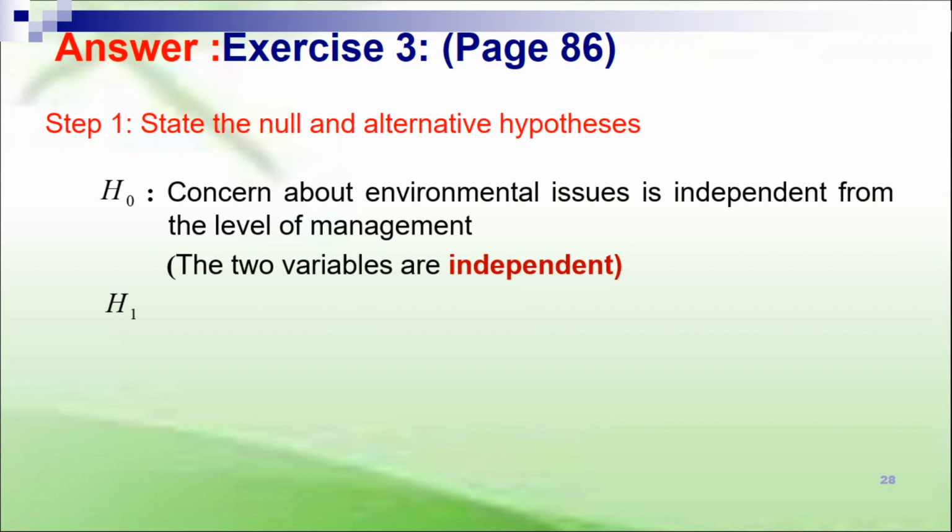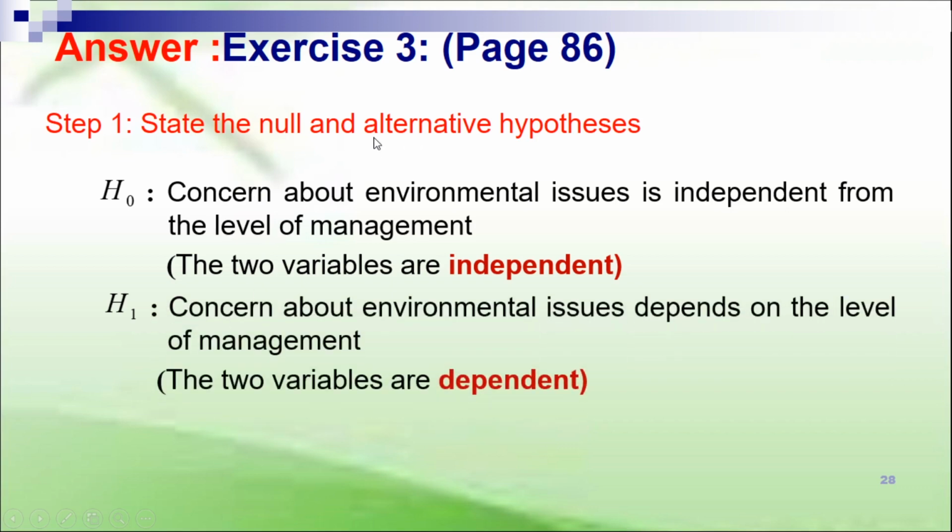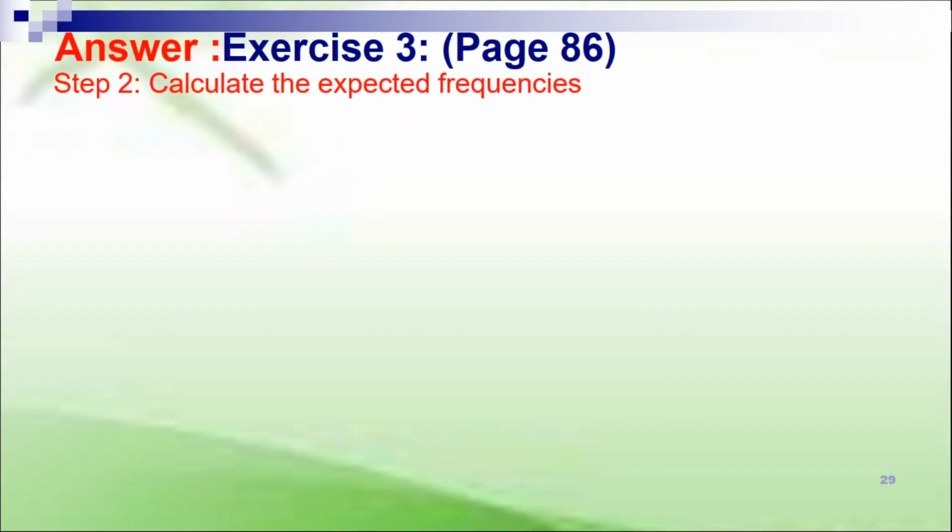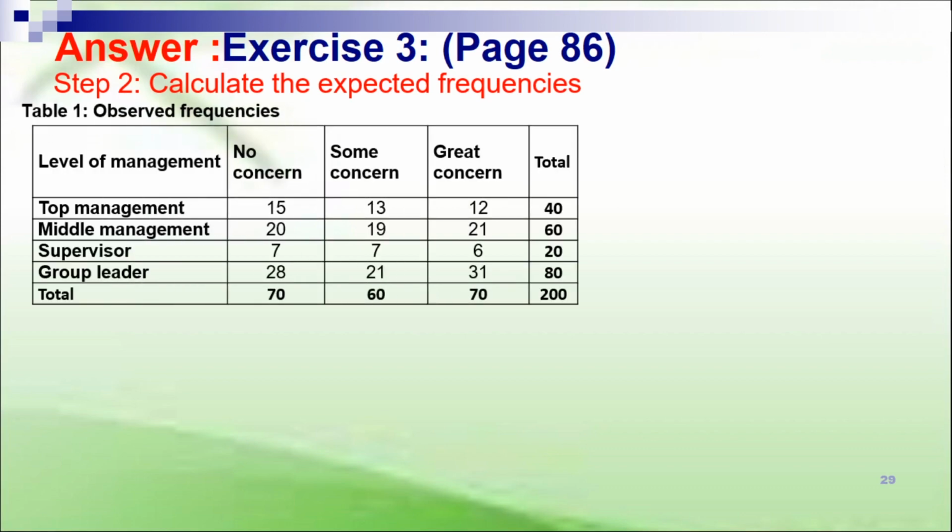As we did earlier, as step 1, let's write down the hypotheses. Always for the chi-square test of independence, H0: the 2 variables are independent. It means concern about environmental issues is independent of the level of management. H1: concern about environmental issues depends on the level of management. The 2 variables are dependent. In the second step, calculate the expected frequencies. Usually, in the question, the observed frequency table is given.